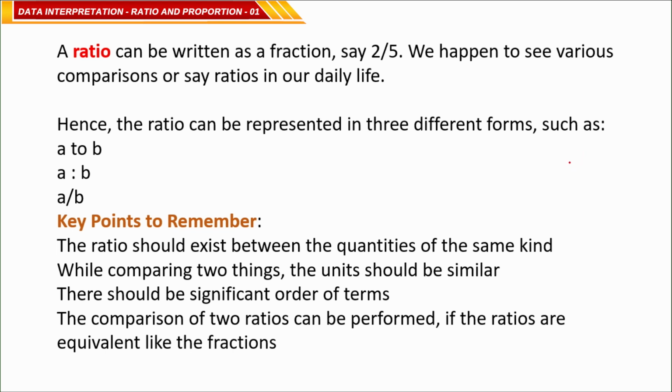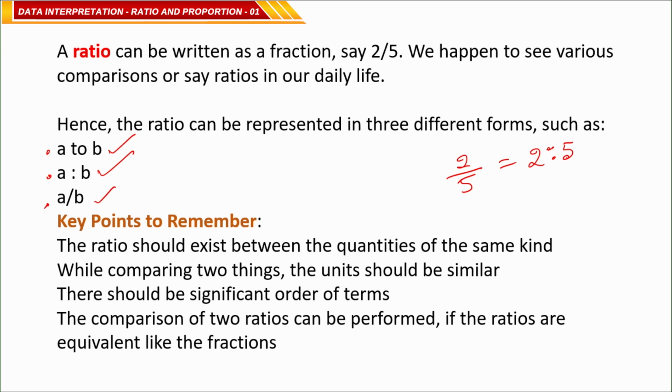So, A to B we can call it as A to B, A is to B, A by B. These are the three forms to represent the ratio. So, we can write 2 by 5 as 2 is to 5 also. Okay. So, these are different forms of the ratio. Do you understand the three different forms: A to B, A is to B, A by B.